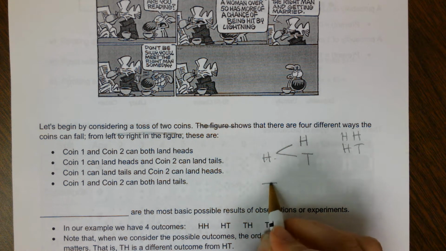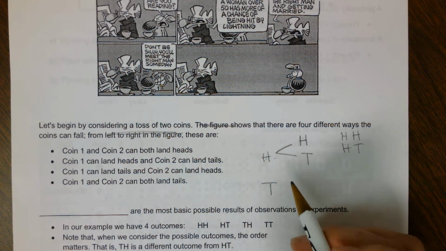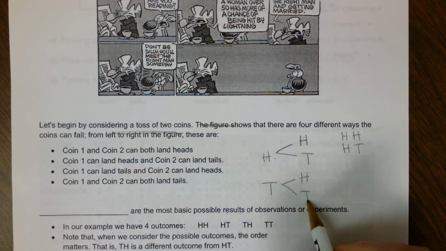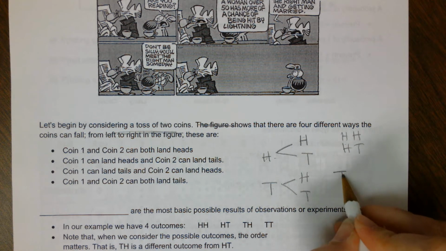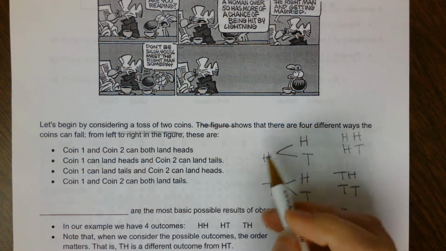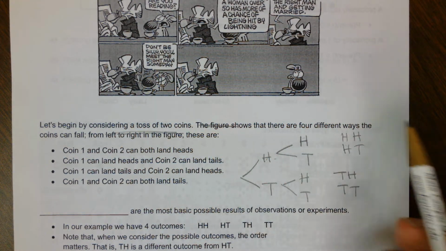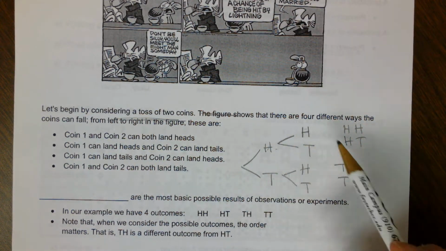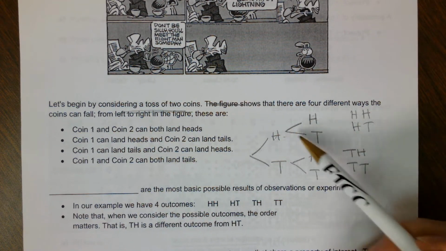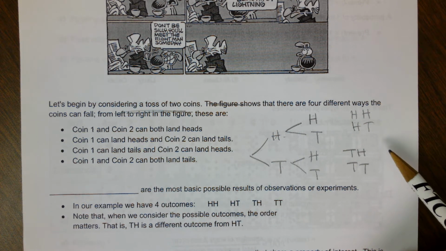Well, that's if you get a heads first. What if you get a tails first? Well, if you get a tails first, you could get a head second, or you get tails second. So you have heads, tails, heads, or tails, tails. Yeah, so this is a tree diagram. We'll talk about that in a minute. So there are 4 ways that this could result.